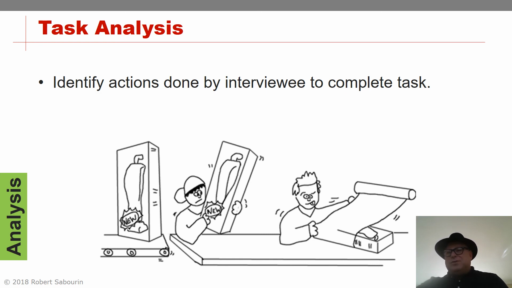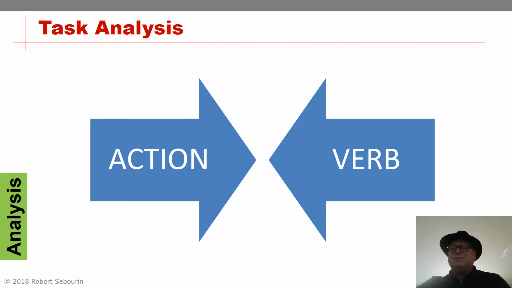Then I go through the story again, but this time I try to identify actions. What actions were done by the interviewee to complete the task? What did you actually do? Actions are described using verbs. A verb is an action word. The verbs in the narrative, the verbs in the story, are the actions.